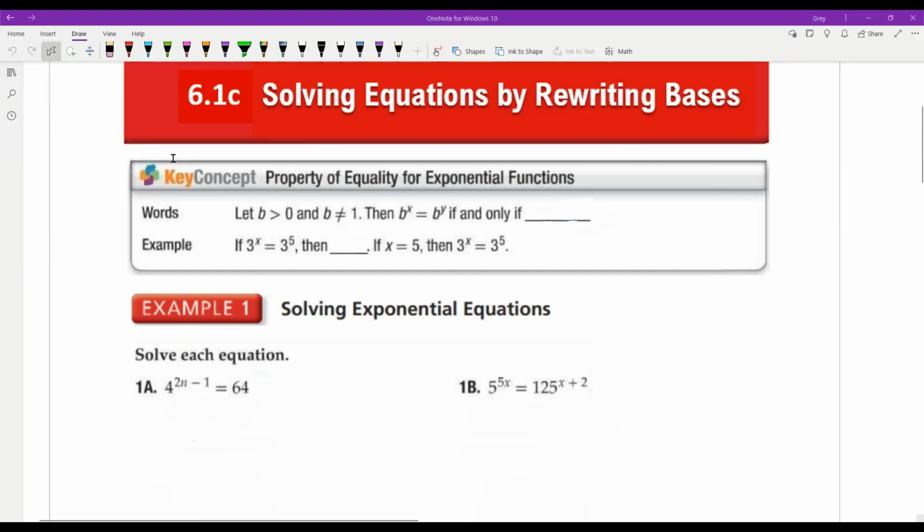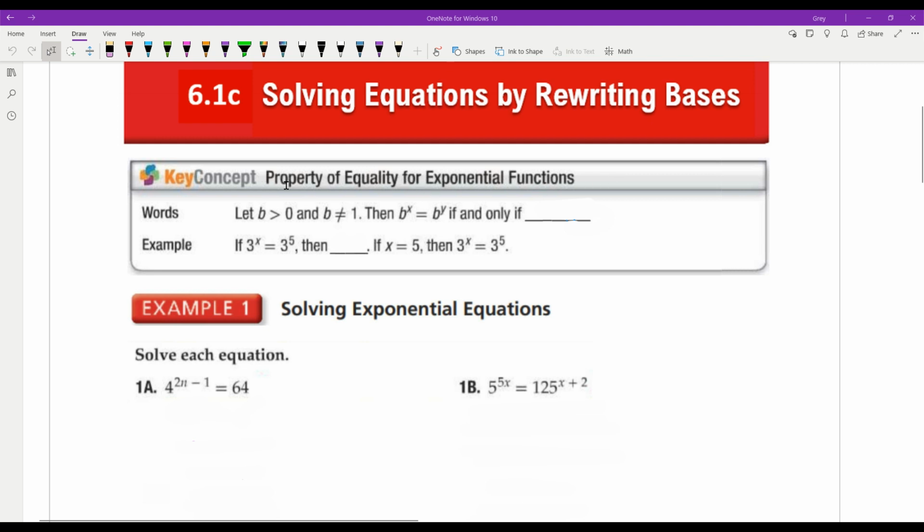Hello there. This is Ms. Nakayama, and today's lesson is 6.1c, solving equations by rewriting bases. So, we are talking about exponential functions. In case I haven't told you, I love exponents and logs, so I'm just loving this chapter.